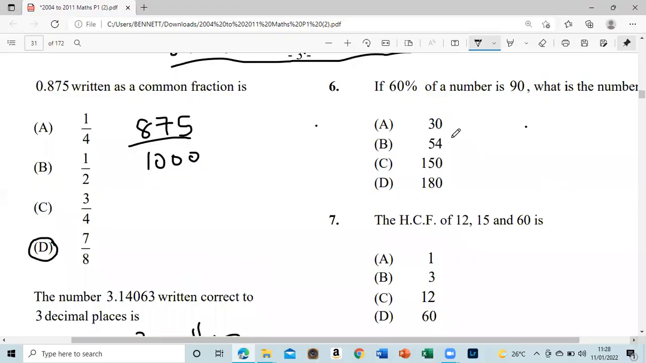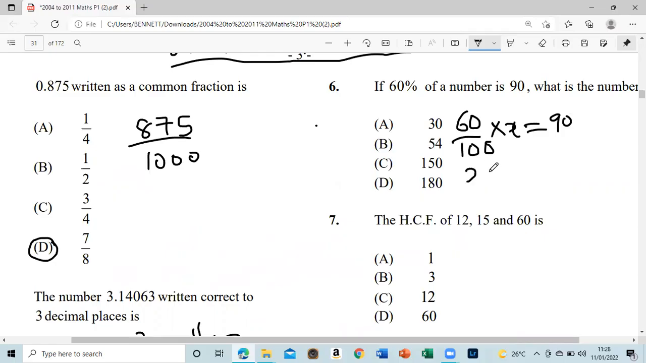It says, if 60% of a number is 90, what is the number? So let us reason this out. 60% means out of 100. So 60% times a number, we don't know what the number is. However, our answer must equal 90, right? So we can transpose and solve for x.